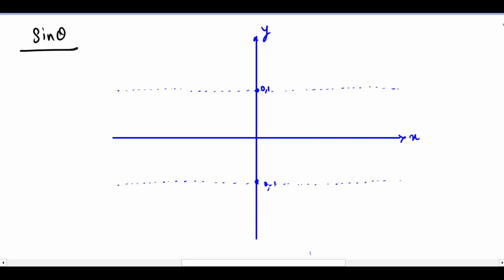Next we mark the angles. This is 0 angle, 0. Then we have pi by 2, then pi, then 3 pi by 2, and we have final 2 pi. Now draw vertical lines through pi by 2, pi, and 3 pi by 2, and 2 pi.